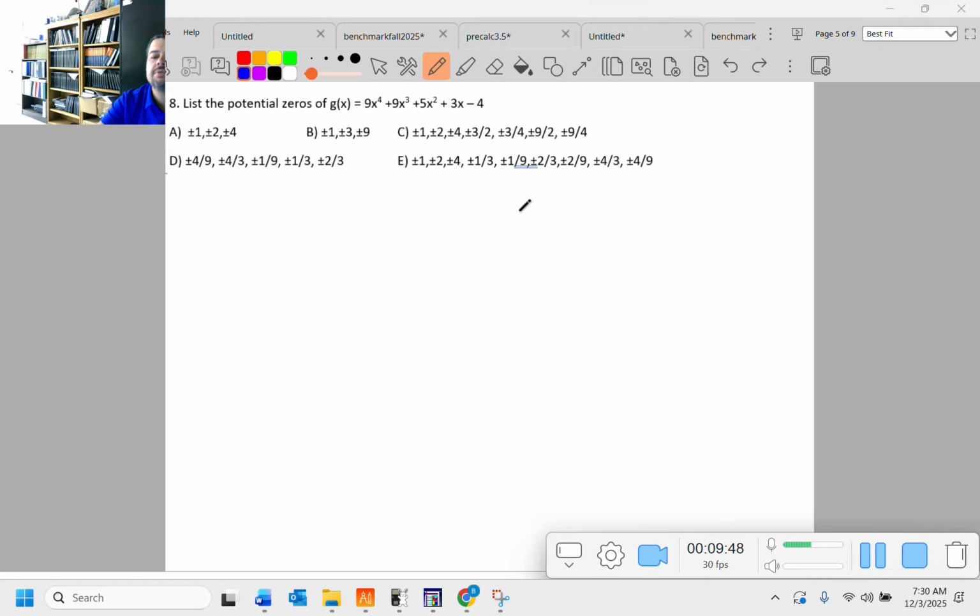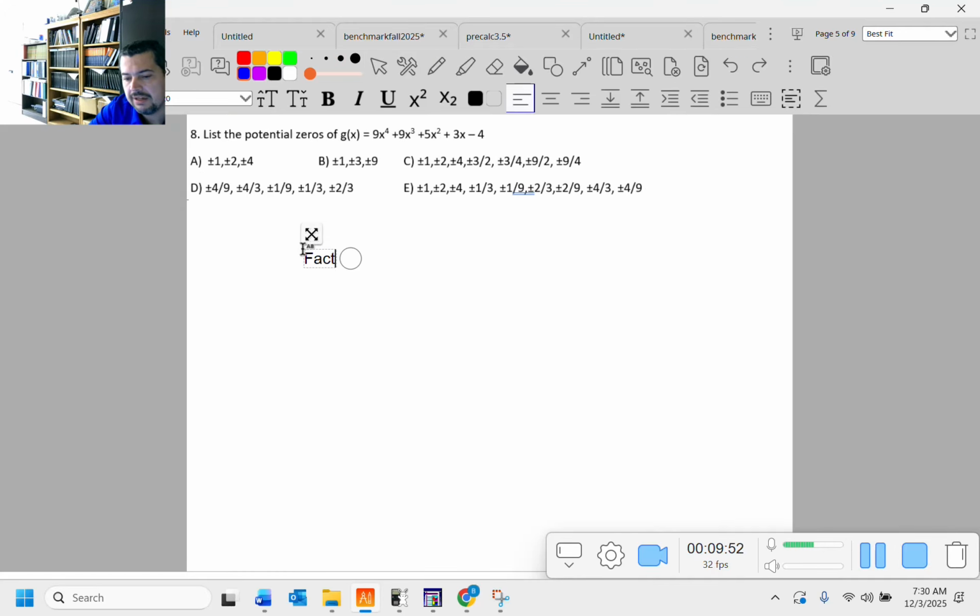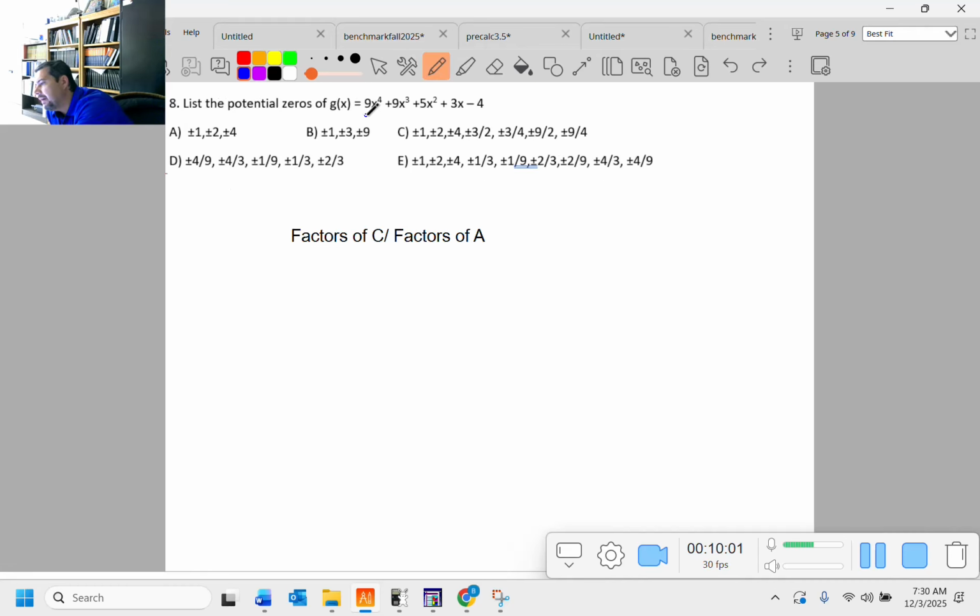All right, list the potential zeros of this polynomial. This is actually a really simple thing to do. It is factors of C over factors of A. Now, unless you've been living under a rock like Patrick, A is always the first number, C is the last. C is for constant, okay? So C is a 4, and its factors are 1, 2, and 4. A is 9. Its factors are 1, 3, and 9.